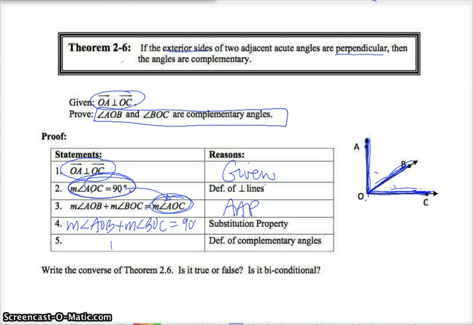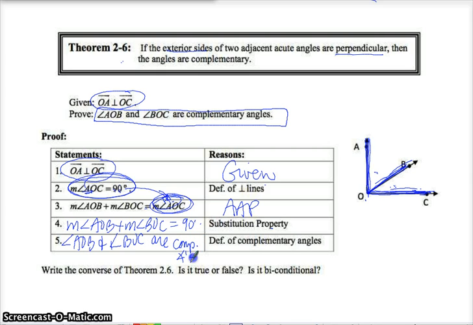So we were down here substituting 90 degrees for angle AOC, because if they equal each other here, then we can put in the 90 degrees for AOC. So now we know that the measure of AOB plus the measure of BOC equals 90 degrees because of the substitution property. And because of that, we know that angle AOB and angle BOC are complementary angles.